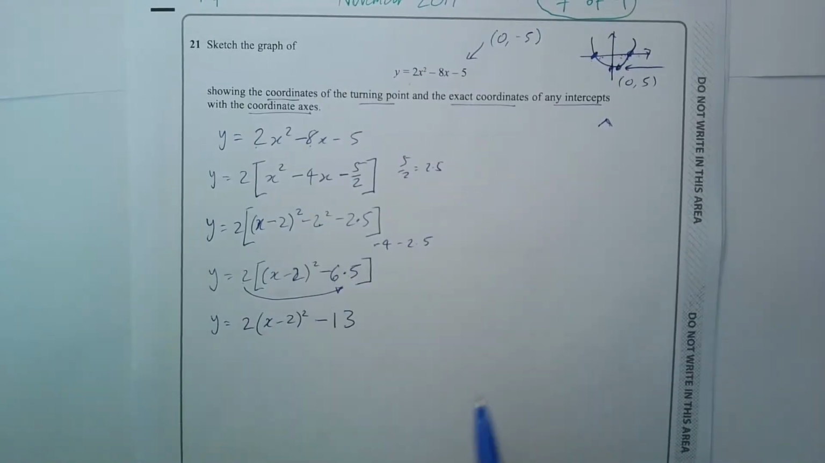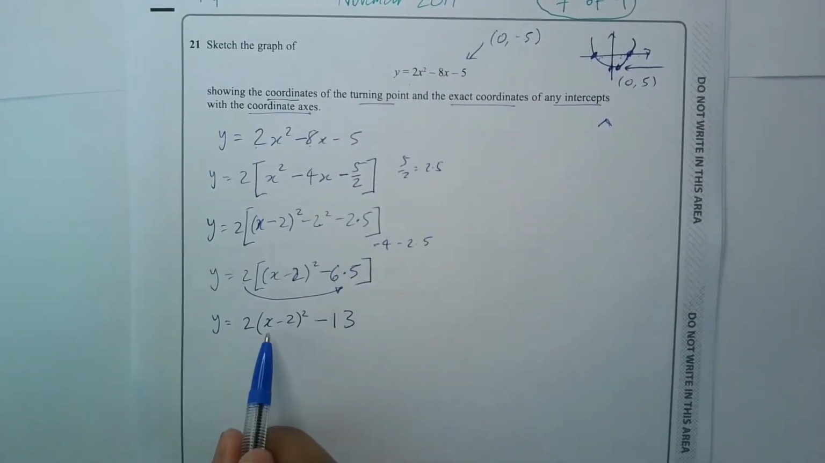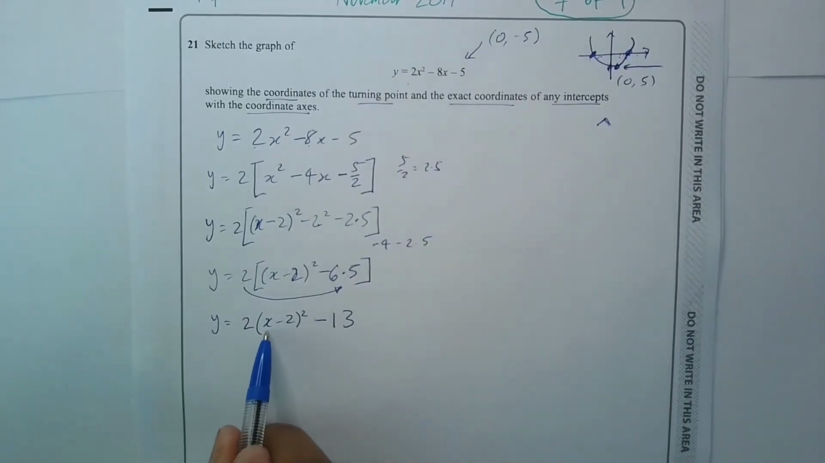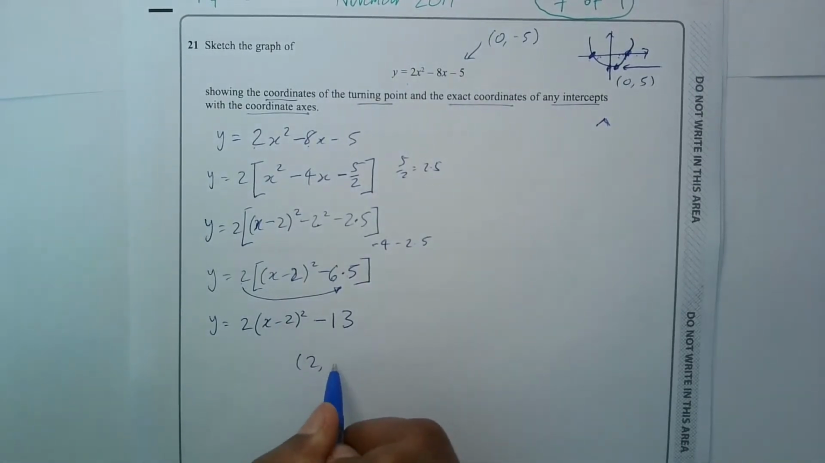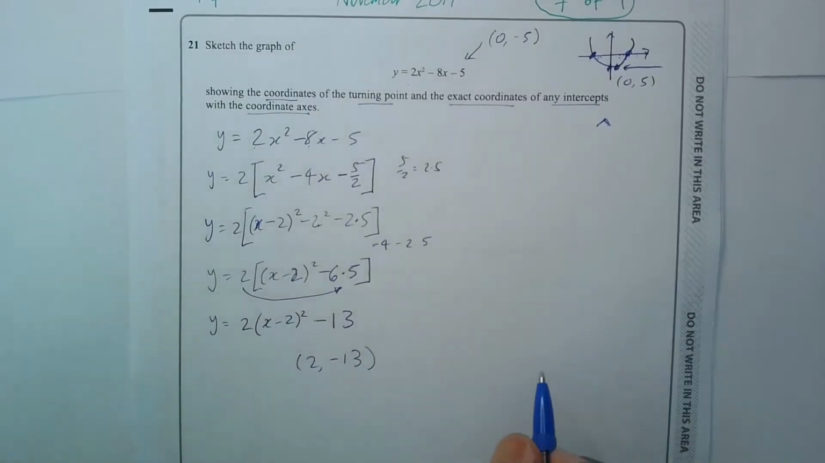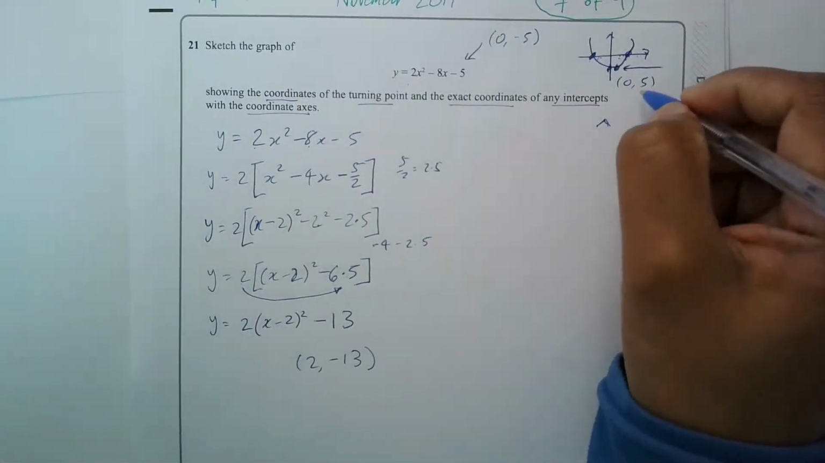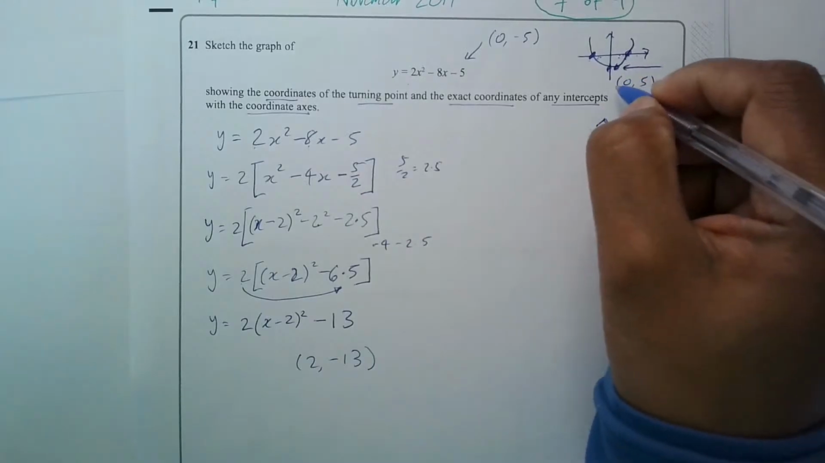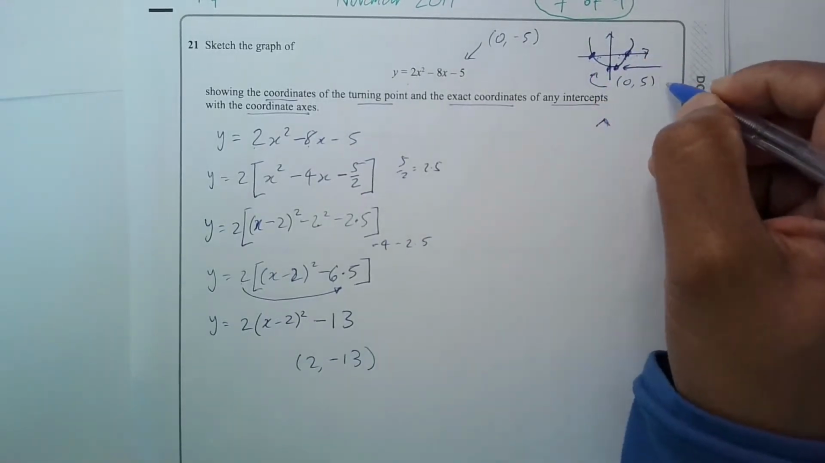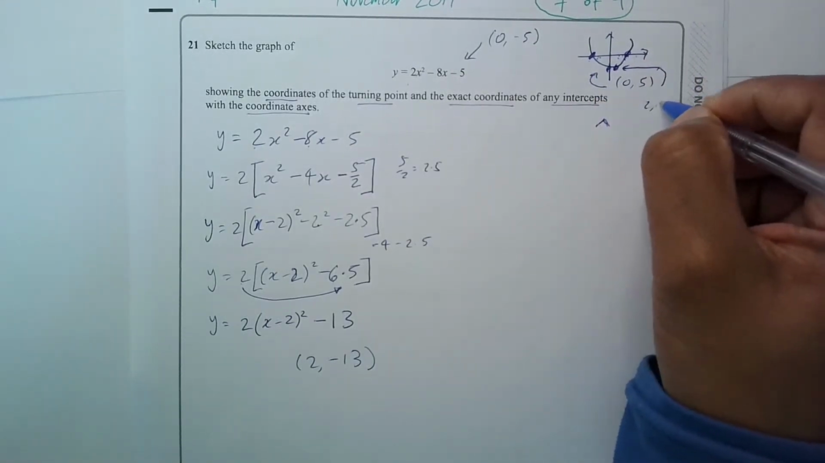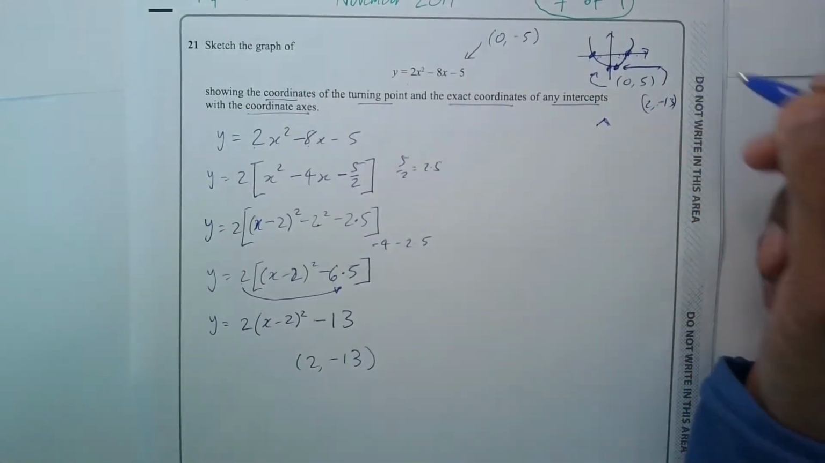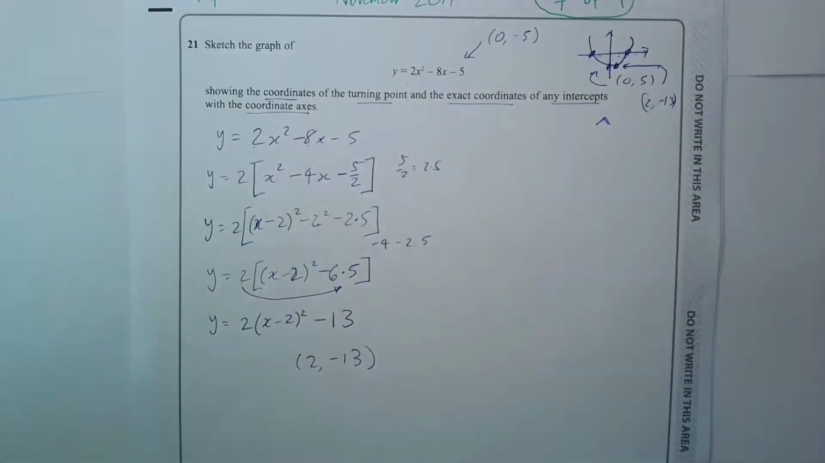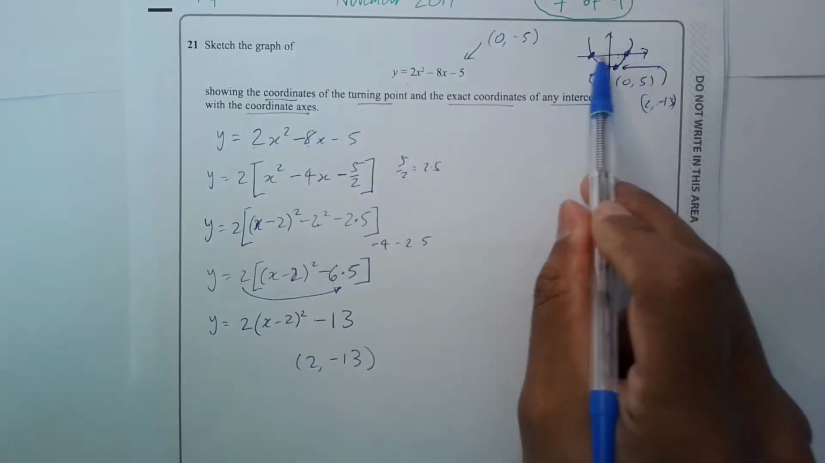Now I can use this to find my turning point. For the brackets to be 0, x needs to be 2, and this part stays the same, minus 13. So that's my turning point. Using my sketch, my turning point is going to be (2, -13). This is my sketch, by the way. I've got it there to help me remember what I need to work out. So I've got these 2 parts. Now I need to work out this.